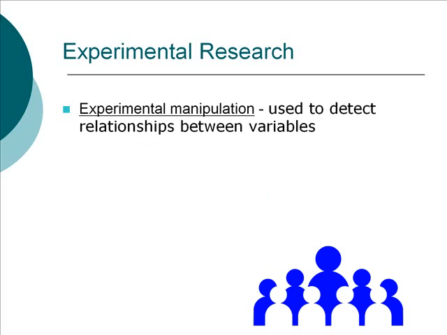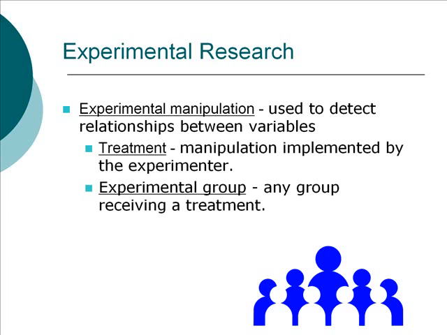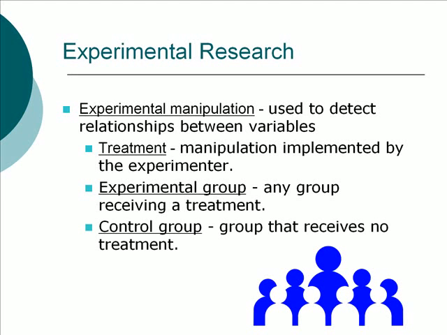The first is experimental manipulation. We use experimental manipulation to detect relationships between variables, and it requires the responses of at least two groups to be compared with each other. In one group, you will typically see the treatment. This is the manipulation implemented by the experimenter. The experimental group will be any group receiving a treatment, whereas the control group would be a group that receives no treatment.